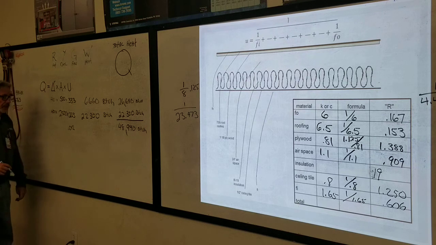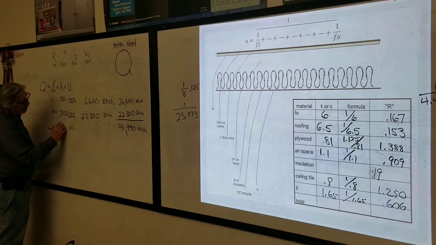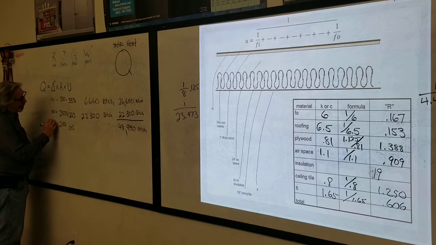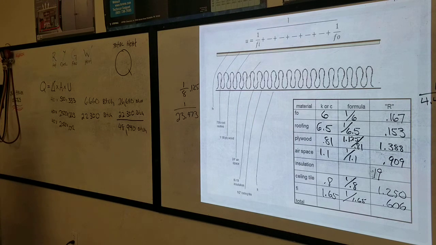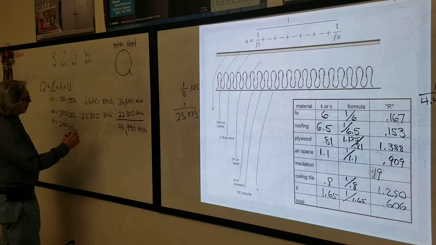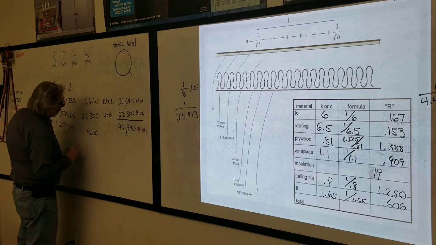Okay, so what's our square footage of our roof? 2,500. So what do we got? Come on. You getting nervous? I am. I'll get it for you. Okay, it's 4,200. So here we got 4,200.